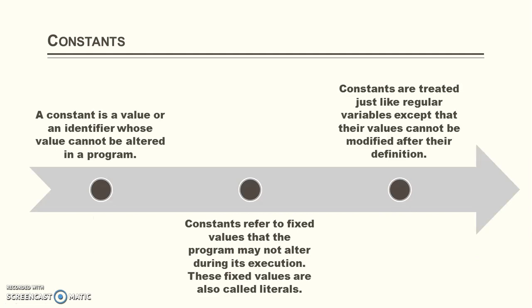A constant is a value or an identifier whose value cannot be altered during a program. A constant refers to a fixed value that the program may not alter during its execution. These fixed values are also known as literals. Constants are treated just like a regular variable except that their value cannot be modified after their definition.